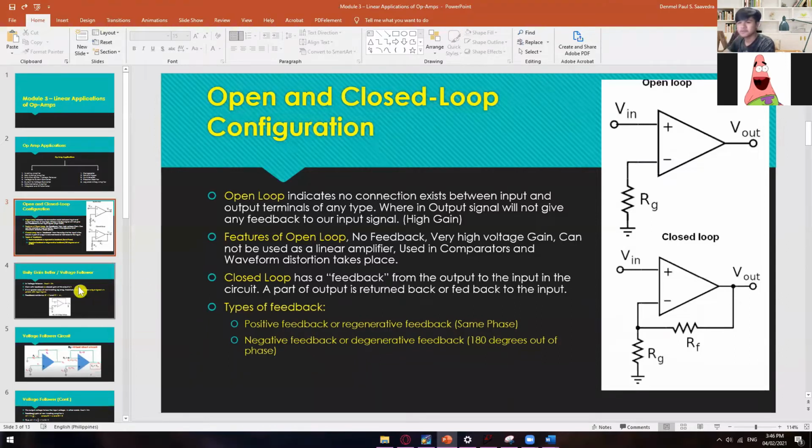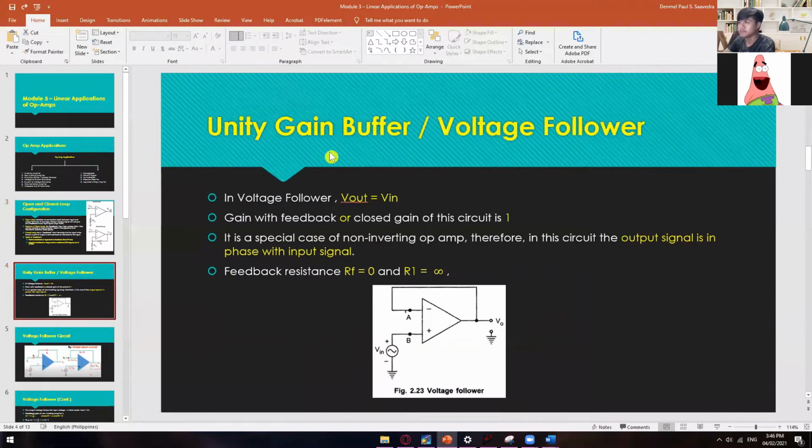All right, so this is just a recall. Let's now move on to our main goal for this module, which is the unity gain buffer, sometimes called the voltage follower. Is there anyone here who has an idea what a voltage follower is? Where do we use such a circuit or amplifier? Anyone?